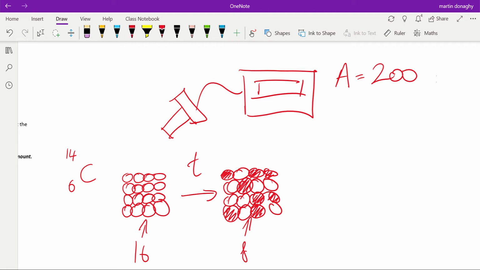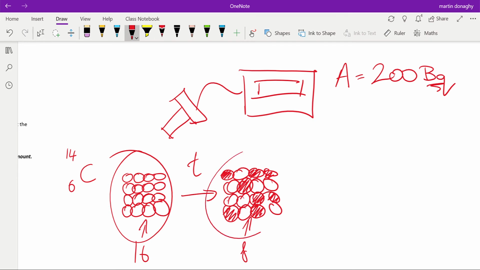There is another unit for activity, which is becquerels, which is just number of counts per second. We'll tend to stick with this one maybe for this example. So let's say this gives 200 becquerels. We want to find out how long it takes then until the activity measured drops to 100 becquerels. Quite straightforward.